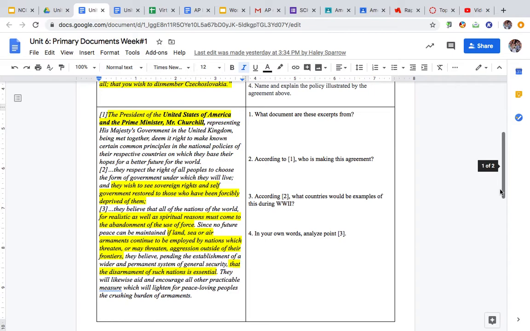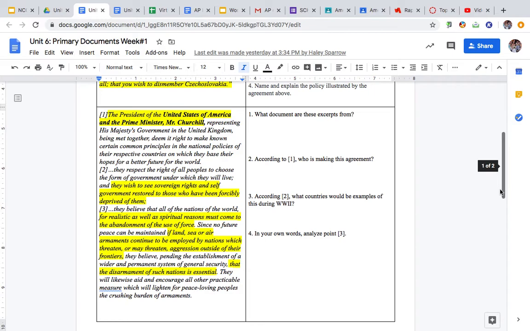All right, document number 2. The President of the United States of America and the Prime Minister, Mr. Churchill, representing His Majesty's government in the United Kingdom, being met together, deem it right to make known certain common principles in the national policies of their respective countries on which they base their hopes for a better future for the world.